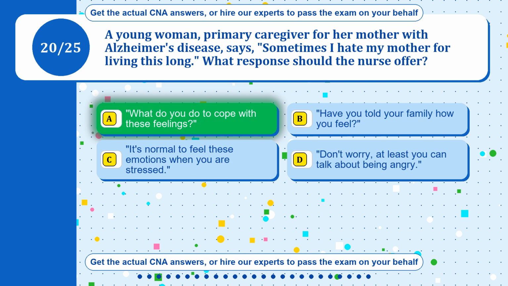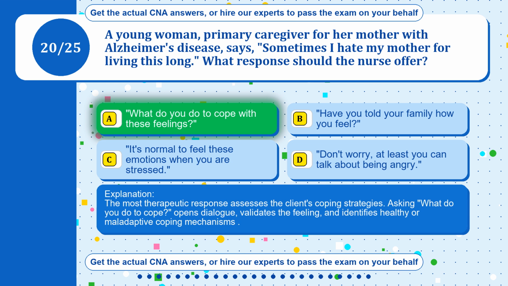The correct answer is option A, what do you do to cope with these feelings? The most therapeutic response assesses the client's coping strategies. Asking what do you do to cope opens dialogue, validates the feeling, and identifies healthy or maladaptive coping mechanisms.